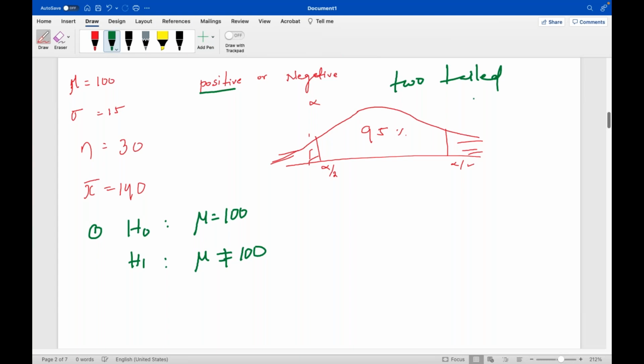A two-tailed Z-test. Why a Z-test? Because I know the population information. Let me consider my alpha is 0.05. By the time, what is my alpha by 2? It's 0.025, right? So of the 95 percent, 47.5 percent is here and 47.5 percent is here, right?